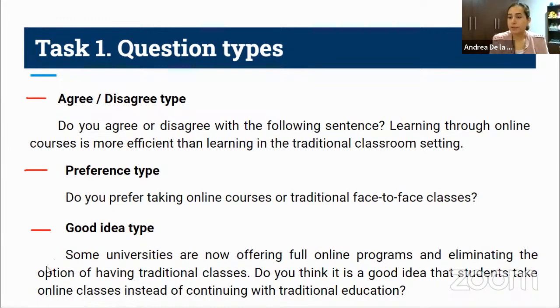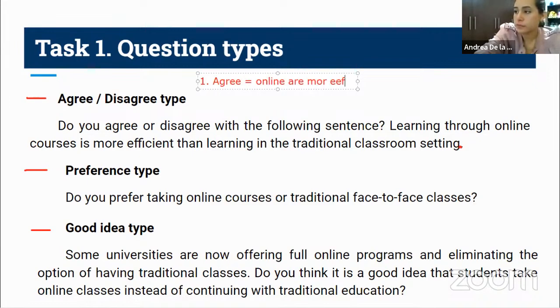The one we read was this. Do you agree or disagree with the following sentence? Learning through online courses is more efficient than learning in the traditional classroom setting. So when you have this question, you have only two options. You can say, one, I agree, I completely agree. I think that, yes, online courses are more effective. That's option one.